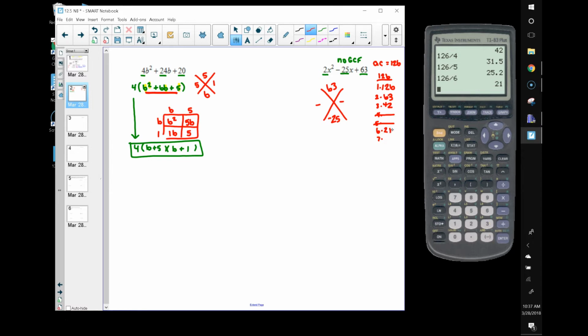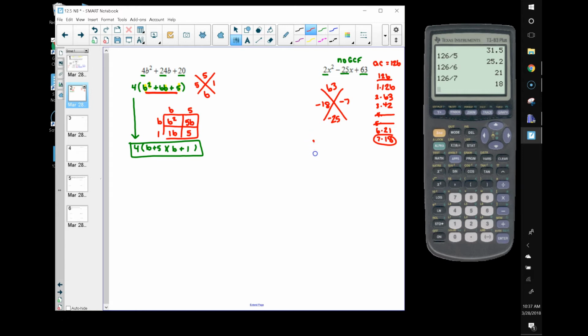Okay, I can maybe see 21 and 6 giving me a 25, but when I really think about it, that would give me a 27. So I'm getting close. Let's try 126 divided by 7, and I get 18. All right, and there's my answer. Negative 7 and negative 18 give me negative 25.